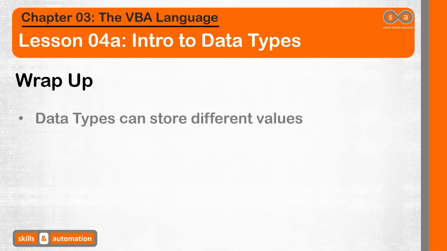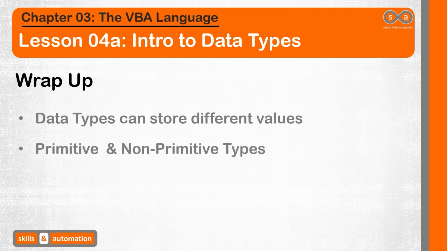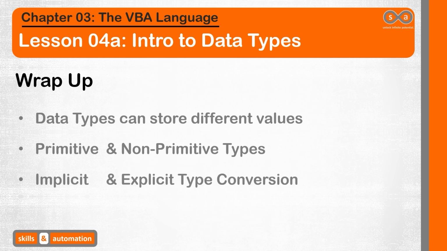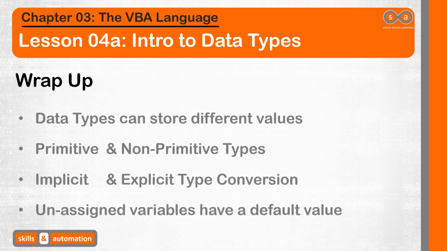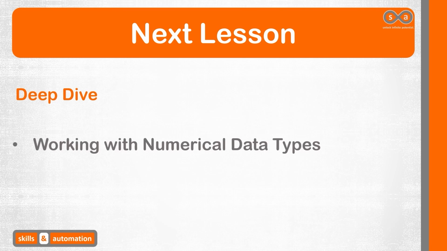Data types can store different kinds of values. Primitive data types store numbers and strings. Non-primitive data types can store references to objects. We can convert values from one data type to another. Sometimes VBA does this for us. This is called implicit conversion. And sometimes we can control how the conversion may occur using type conversion functions. A variable that hasn't been assigned a value will hold the default value associated with its data type. In the next video, we will deep dive into working with numerical data types.